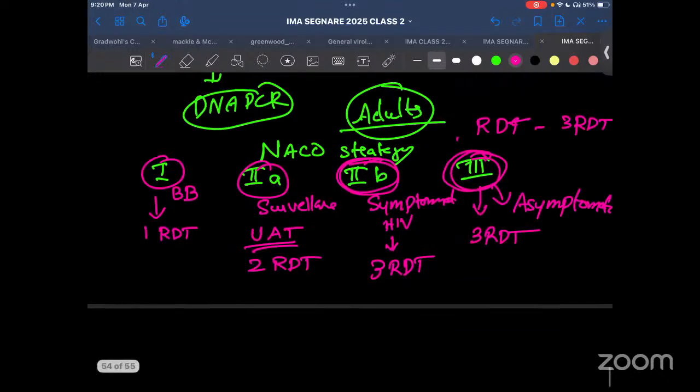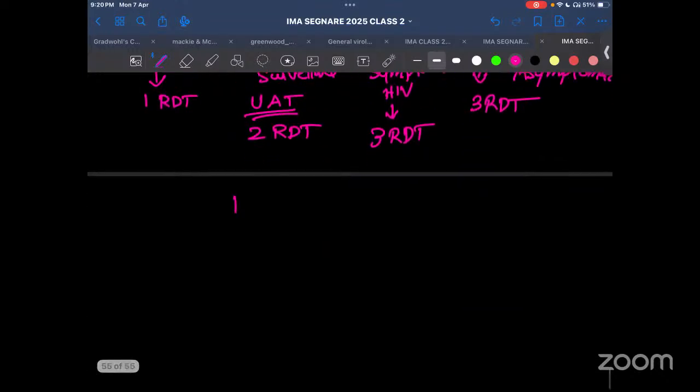Now the treatment of HIV we have discussed in the previous class. It is tenofovir, lamivudine, dolutegravir. Dosage is 300 milligram and 50 milligram. Okay, TLD.